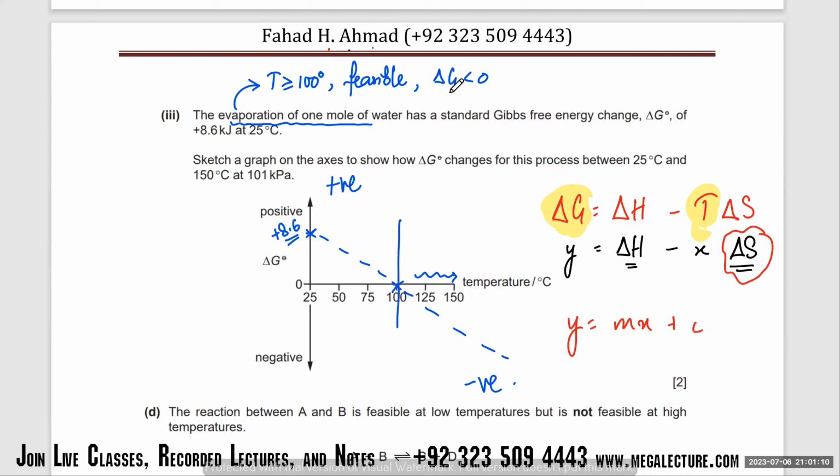That's your gradient. In mx, whatever is next to x, that's your m. That's your gradient. So the gradient of this graph, although they did not ask for it, is your delta S. And what is delta H over here? The y-intercept. So that's C. That's your y-intercept.